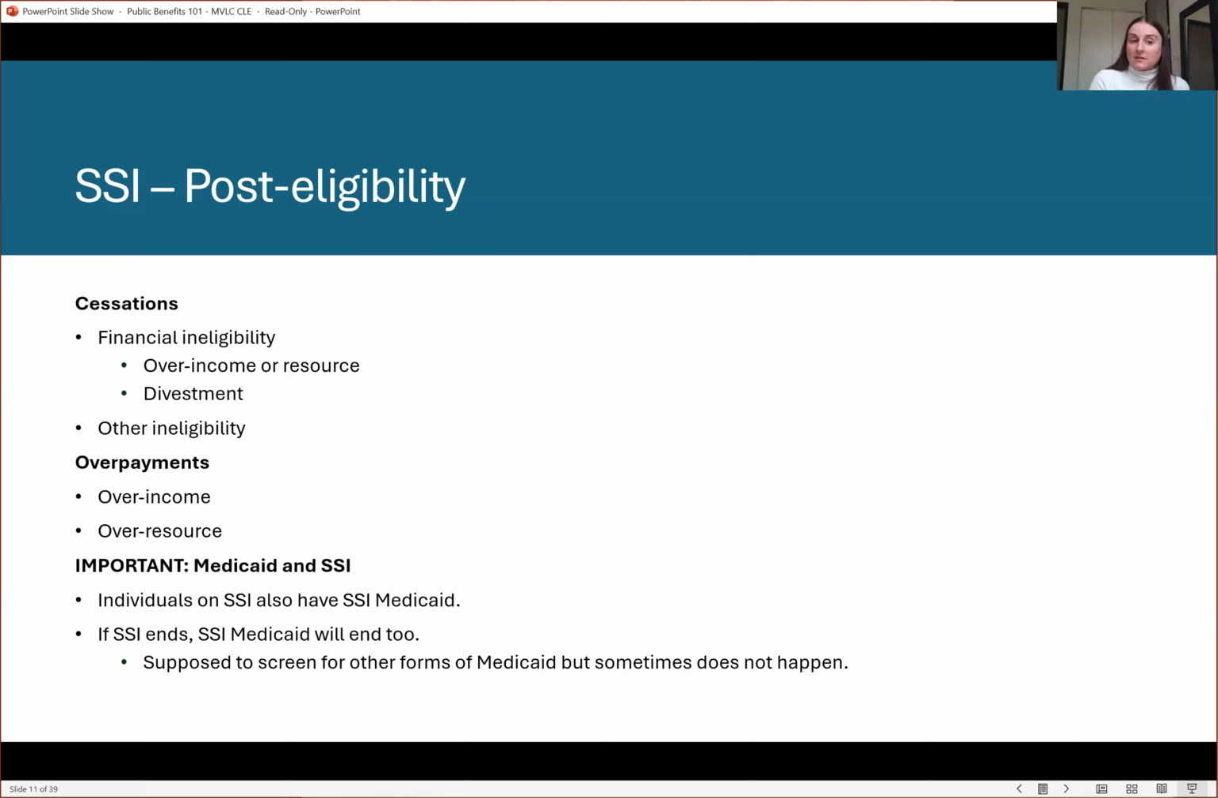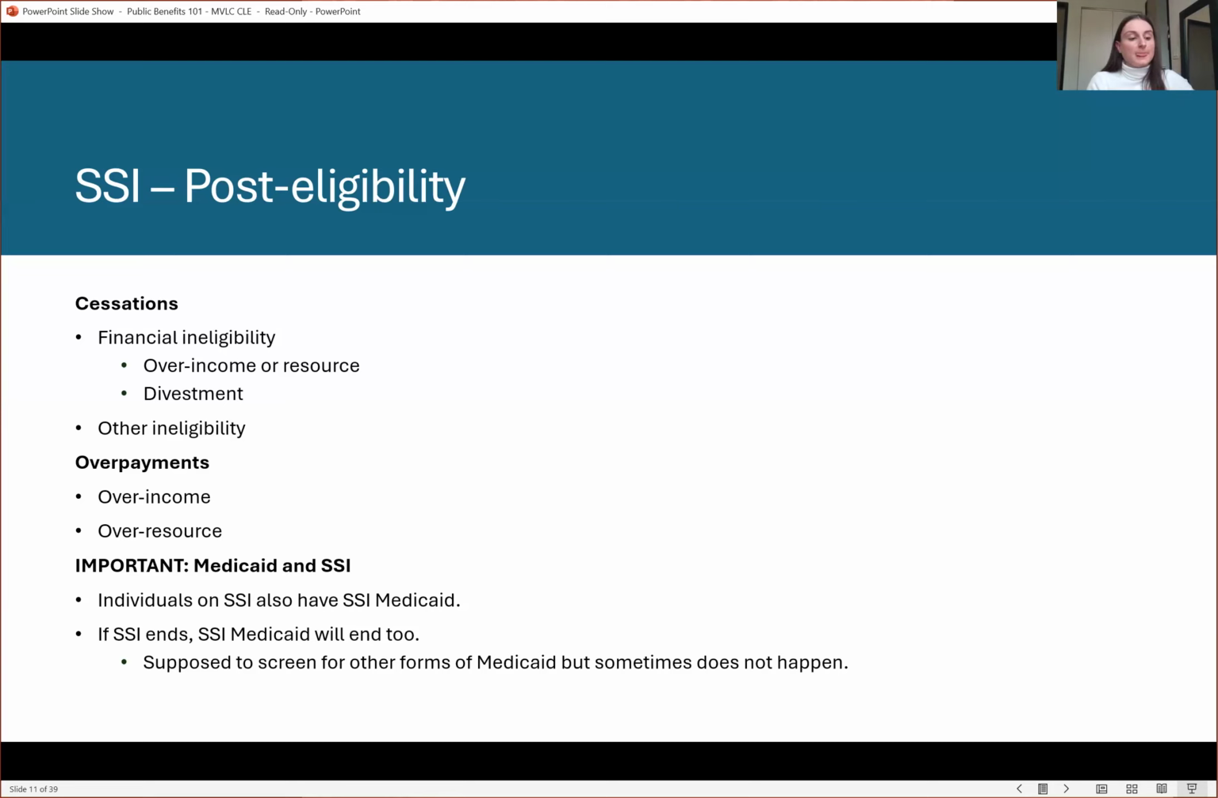There are also overpayments with SSI. There's overpayments for being over income, and then there's overpayments for being over resource. And there's very important differences, I think, between the two. Because if you are overpaid for being over income, but you're still eligible for some type of SSI benefit, the recovery is going to be only the difference between what you were getting and what you were supposed to be getting. So it's going to be a lower overpayment than if you're over resource. That's just a very firm rule that you are not entitled to any SSI benefit if you are over resource. So the recovery of that overpayment is going to be a lot more substantial.